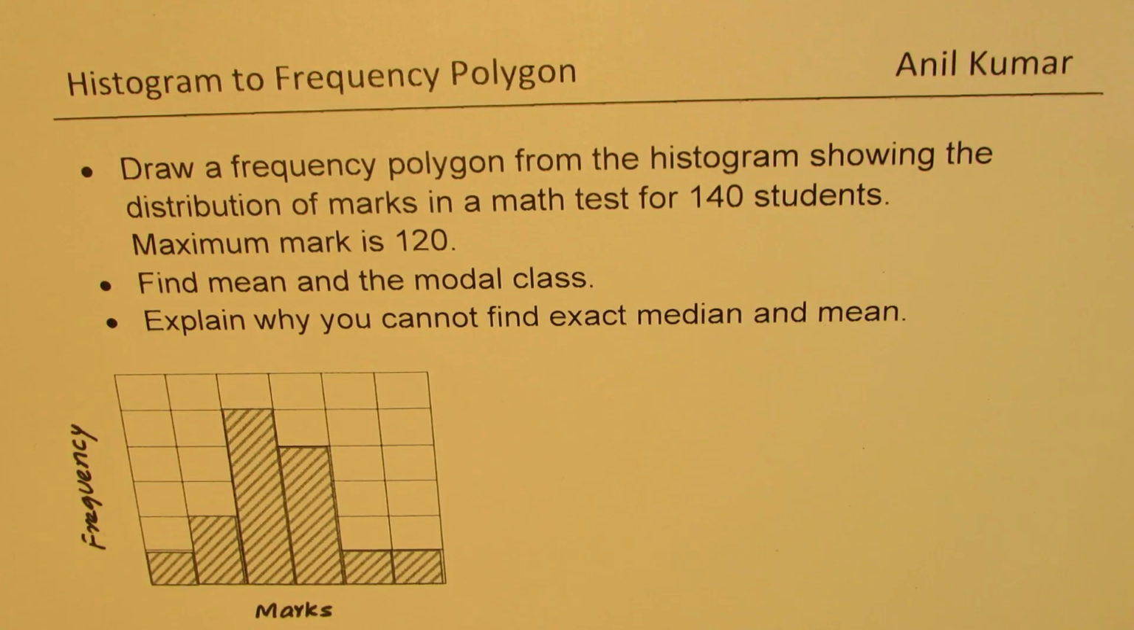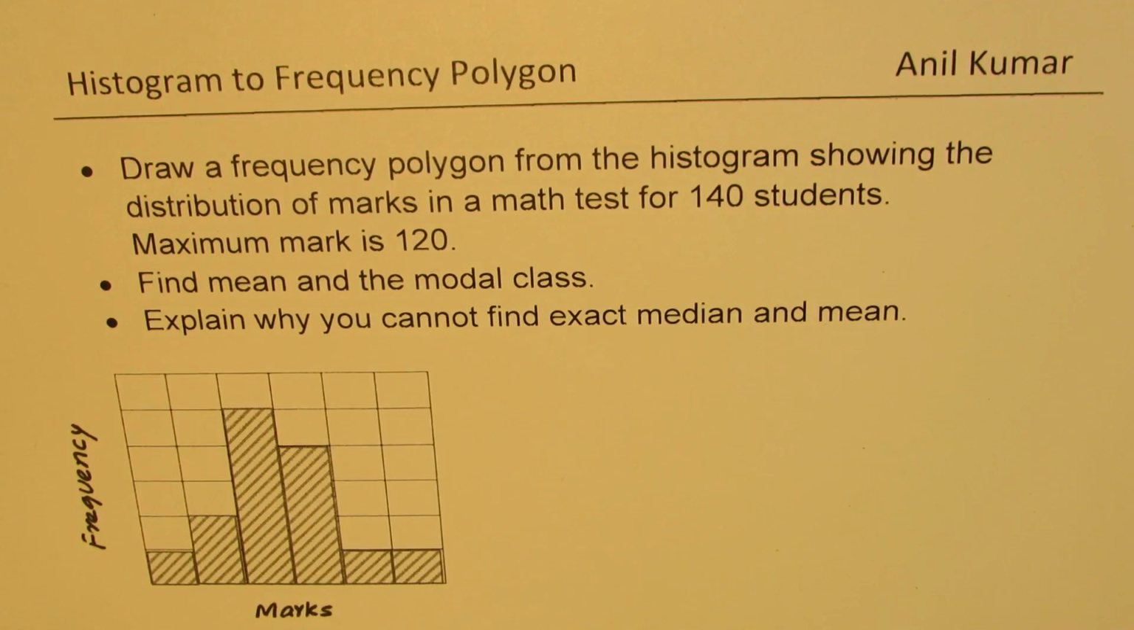We'll now understand how to create a frequency polygon from a given histogram. The question here is, draw a frequency polygon from the histogram showing the distribution of marks in a math test for 140 students. Maximum mark is 120. Find the mean and the modal class. Explain why you cannot find the exact median and mean.